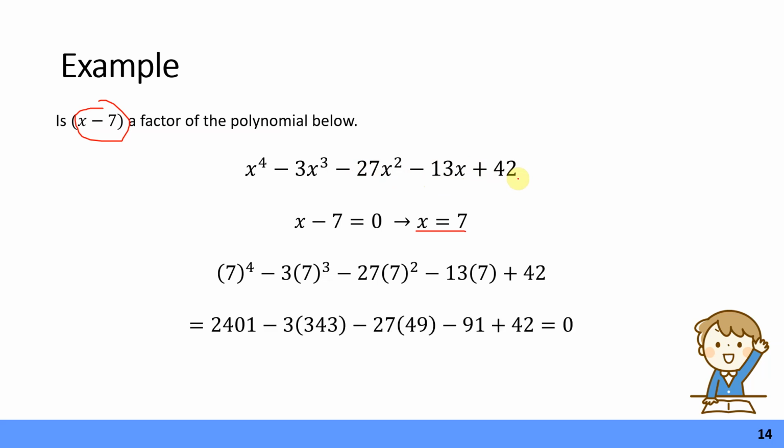You could put that straight in your calculator, but I did it in steps. So I did 7 to the 4th, which is 2,401, minus 3 times 7 to the 3rd power, 343, minus 27 times 7 squared, which is 49, minus 13 times 7, negative 91, plus 42. And since there were no exponents left, I went ahead and just put that straight into the calculator. And all of those huge numbers ended up just being 0.